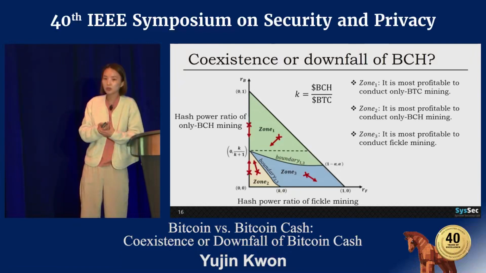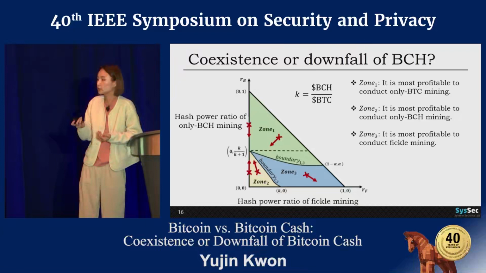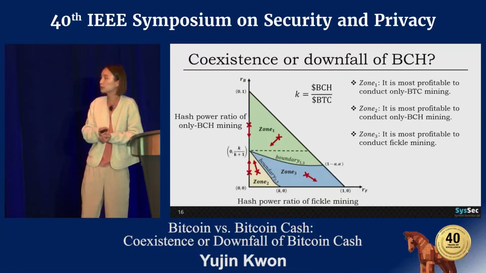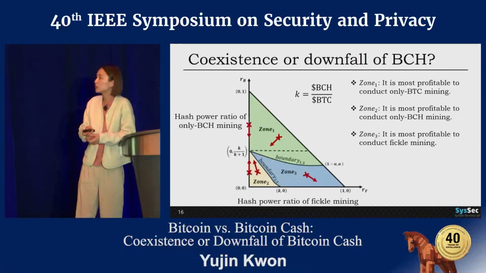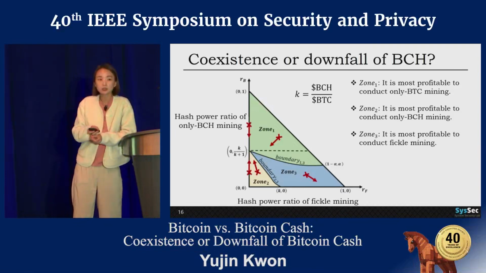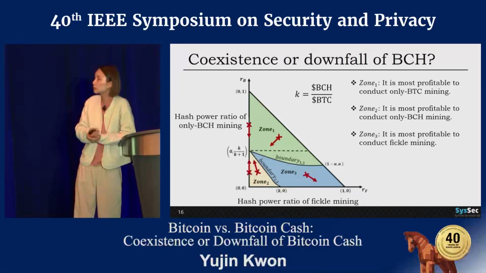We can divide the triangle into three zones depending on strategy profitability. In the first zone, it's most profitable to conduct only BTC mining. In the second zone, it's most profitable to conduct only BCH mining. And in the final zone, it's most profitable to conduct fickle mining.